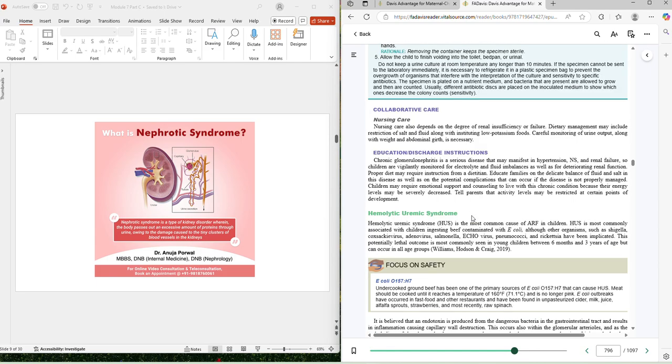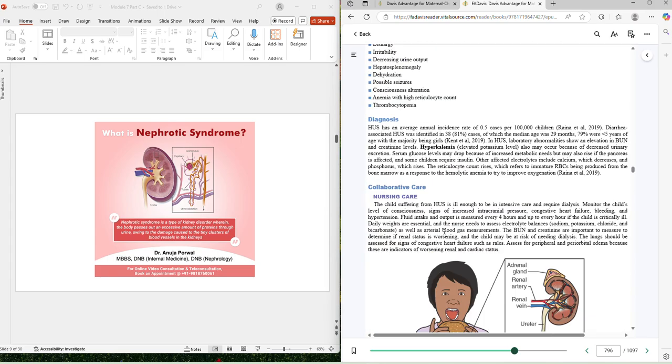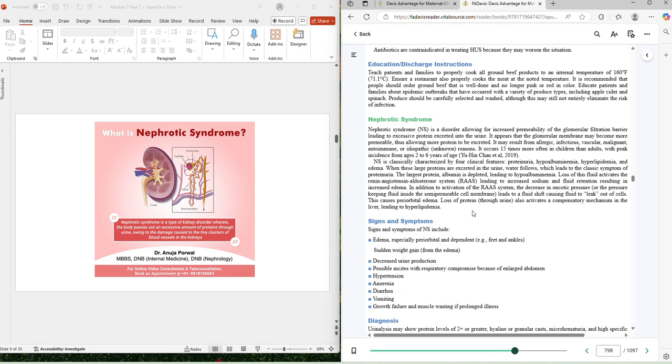This is just talking about uremic syndrome. Skipping on through that. Nephrotic syndrome, okay? This is where it's a disorder, increased permeability of the glomerular filtration barrier, leading to excessive protein excreted from the urine. So nephrotic syndrome, you should have some crazy amounts of protein in your urine. You know something is going on. See the tiny clusters of blood vessels are damaged.